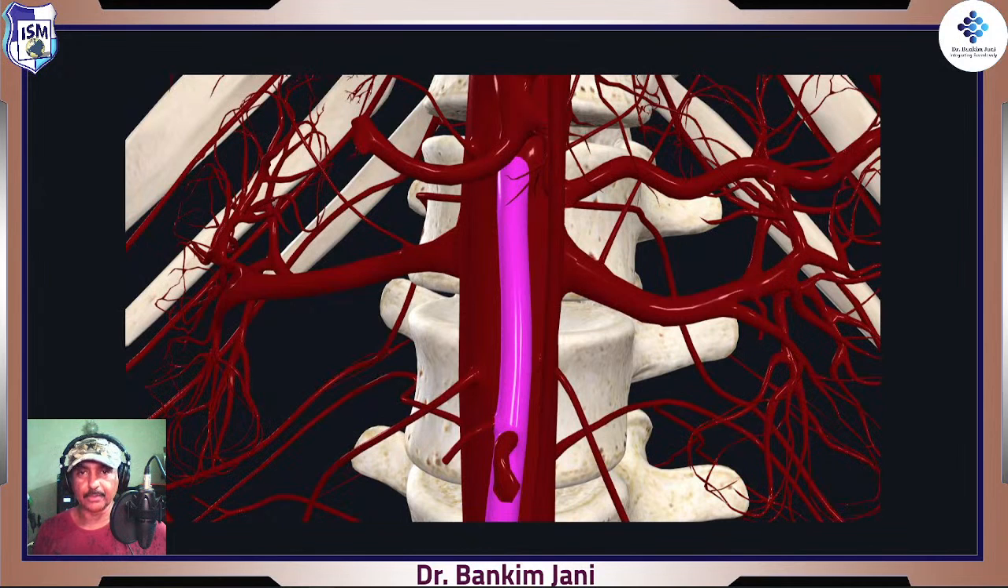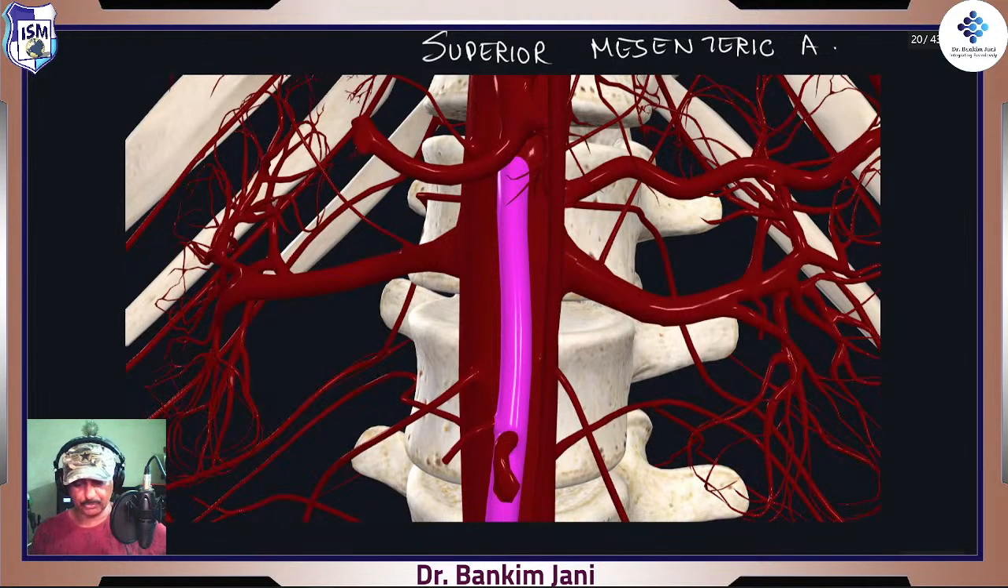This is the superior mesenteric artery. Now, why are there so many arteries? There are so many organs, and for every organ there is a specific artery assigned. The superior mesenteric artery and the inferior, because you must have guessed from the name itself, superior, so there has to be inferior. So superior mesenteric artery, inferior mesenteric artery.